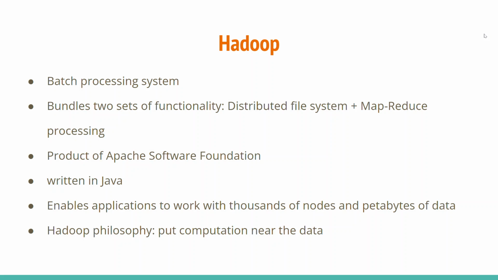Hadoop is a batch processing system written in Java. It is made up of HDFS and MapReduce. Hadoop is a product of the Apache Software Foundation. It allows applications to work with thousands of nodes and petabytes of data. A key benefit of Hadoop is it allows you to send work to the nodes where the data actually exists, rather than the other way around.